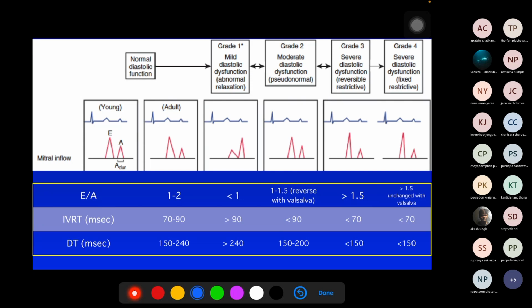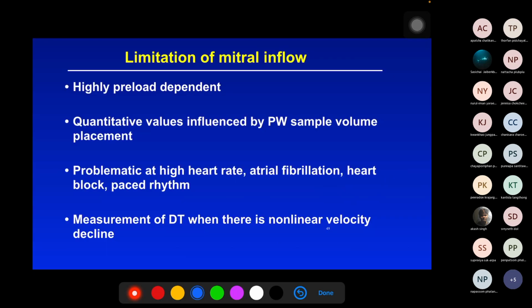Some limitations of the MV inflow: because it is preload dependent, when you evaluate the patient you should look at the heart rate and the volume status of the patient. If the patient has a high heart rate, for example sinus tachycardia, you might see fused E and A waves. You should separate the E and A waves by adjusting the sweep speed on the echocardiogram.